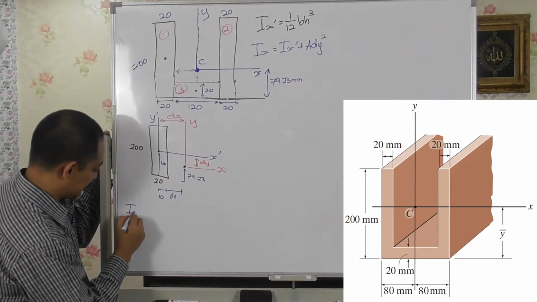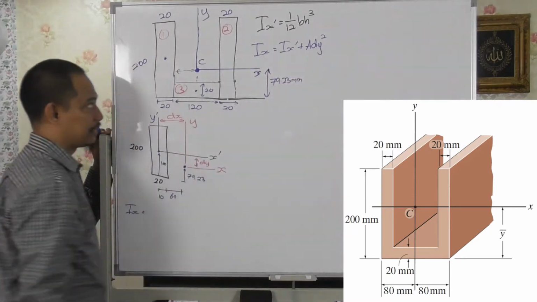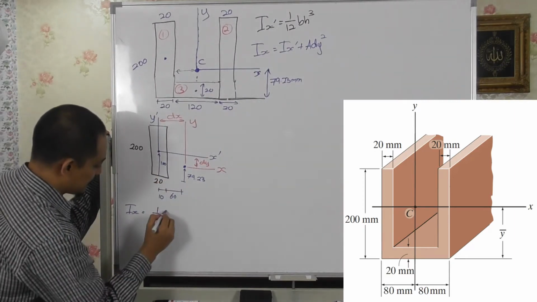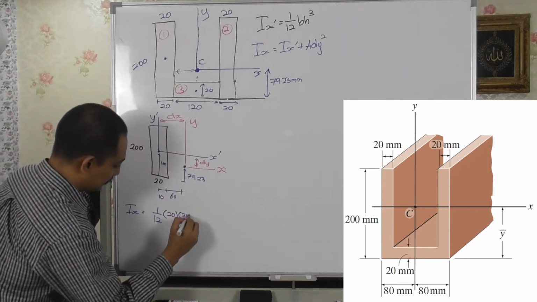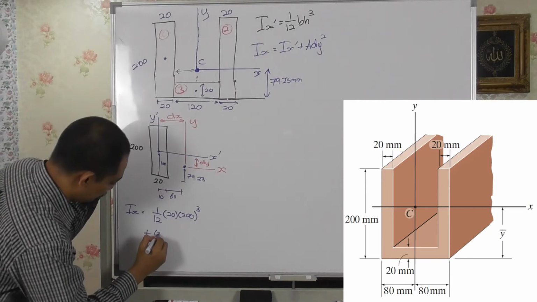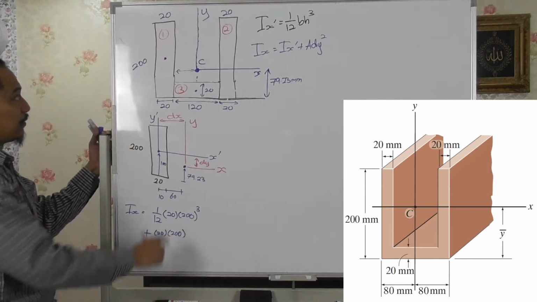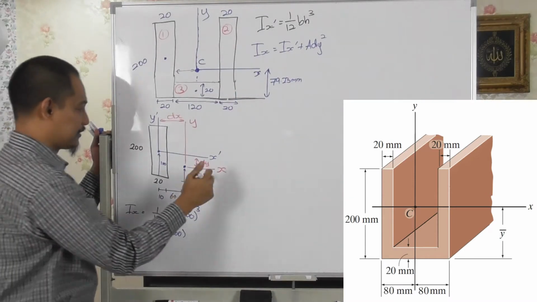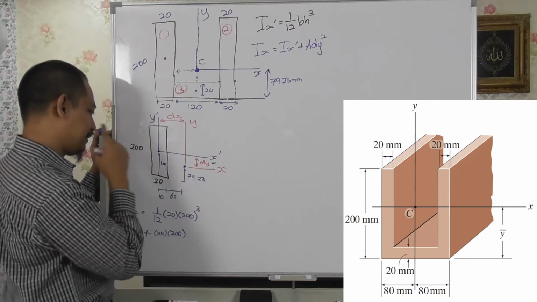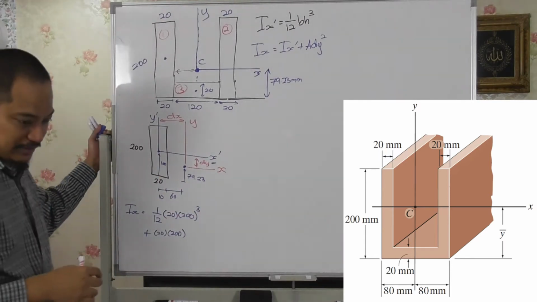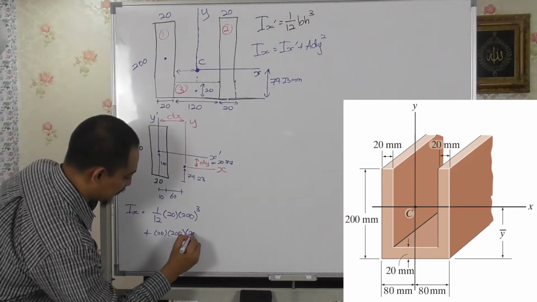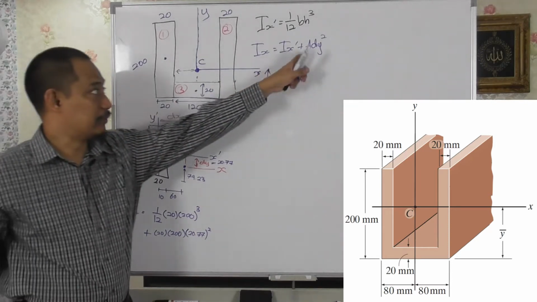When you do Ix, it is basically Ix prime plus A dy square. Ix prime again is 1 over 12 b h cube. For this one, it becomes 1 over 12, b is 20, h is 200, so 200 cube, and then plus A dy square. A is simply 20 times 200, the area, and then dy. What is dy here? It is basically 100 minus 79.23, which is 20.77. So it becomes 20.77, and then you have the square there from dy square.